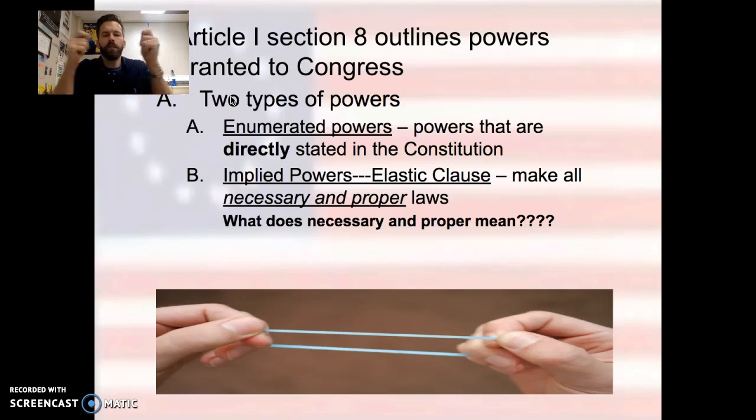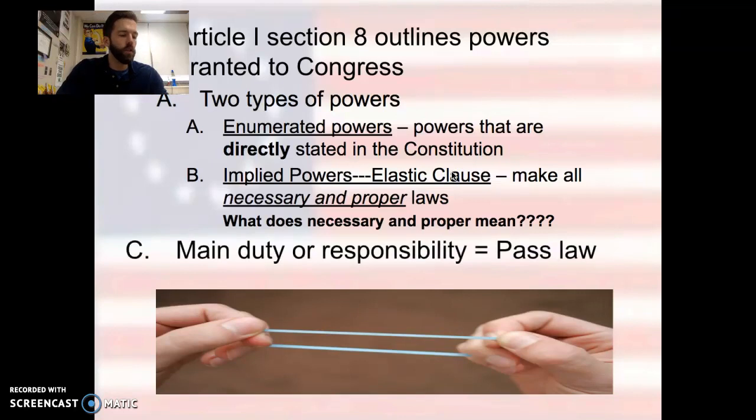So what does that mean? You think of a rubber band, it's elastic. You can really stretch this. If it says you're supposed to look out for the American people, well, let's stretch that, and this means we need to have more health care options or certain legal protections that are implied and not actually listed in the Constitution. So this, again, is important: the Elastic Clause is where the vast majority of Congress's power comes from. Okay, and their main duty, their main responsibility, is to pass laws.